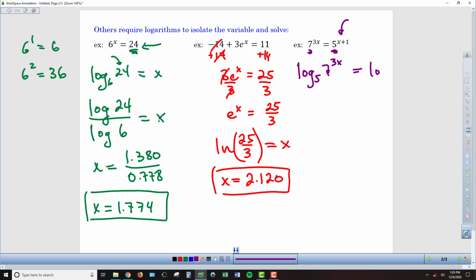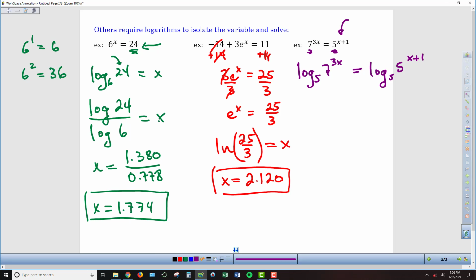So I've got log base 5 of 7 to the 3x equals log base 5 of 5 to the x plus 1. So I do have to take the same log base of both sides. I can't do base 7 on one side and base 5 on the other. I could have done log base 7 of both sides and I'd still work out to the same answer, but I think we'll see in just a moment that it works out a little bit easier for us if we choose the side that has the more complicated exponent and use that base.